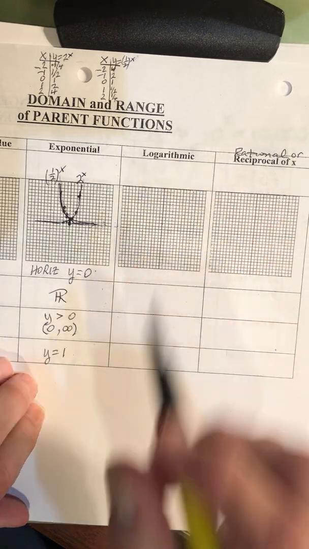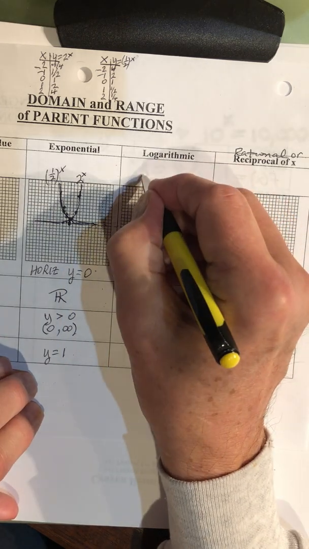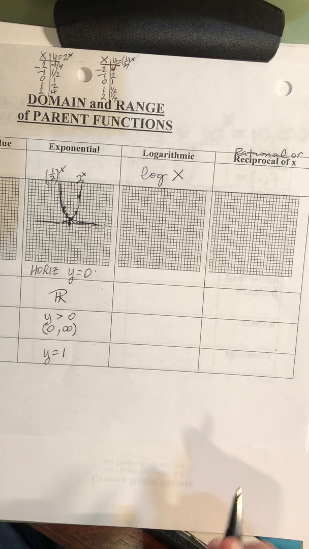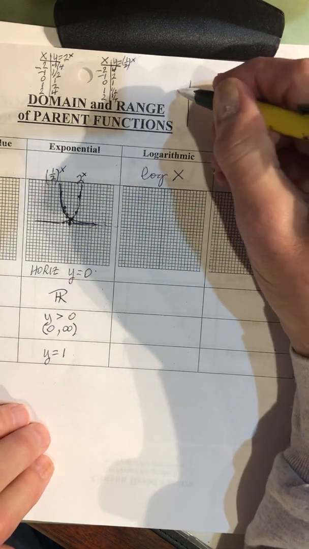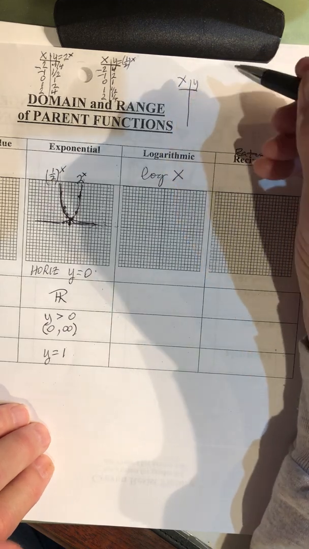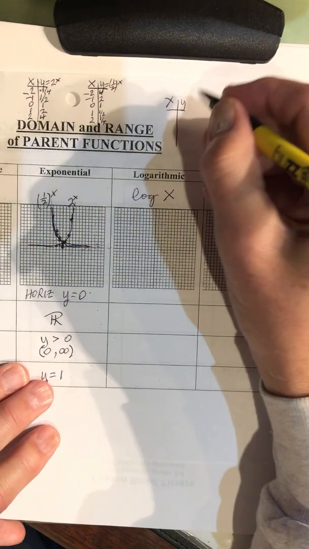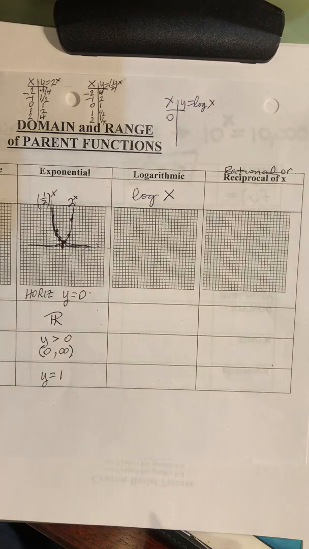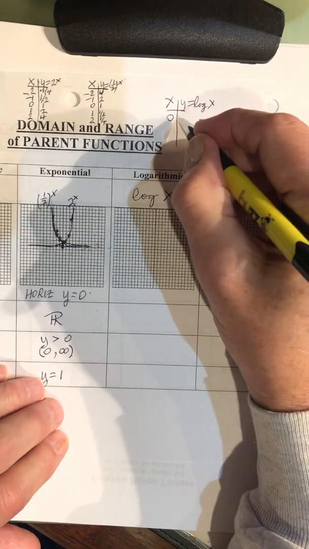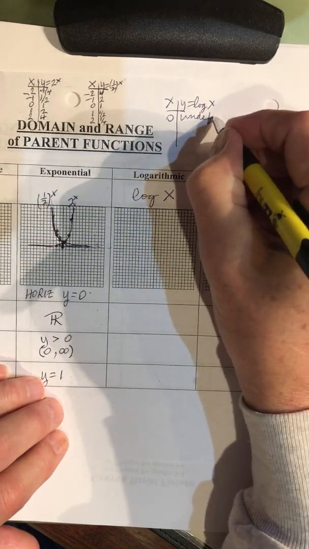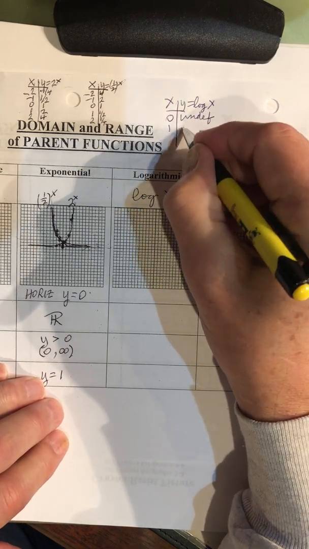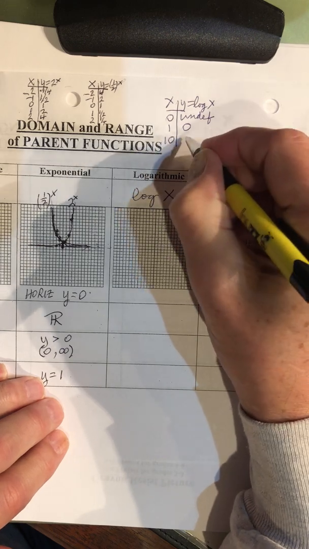All right, and what is the rule for the logarithm? That'll just be log x. All right, let's take a couple of points. You can get your calculator. X, y equals log x. See, and if it's 0, what's log of 0? That's undefined in your calculator, isn't it? If it's 1, then that's 0. And if it's 10, that's 1.